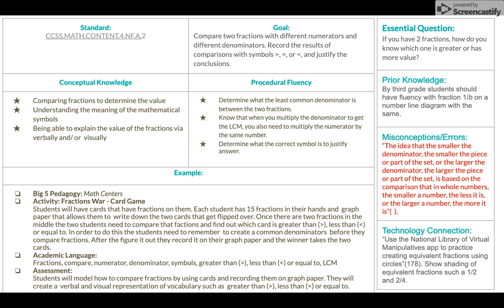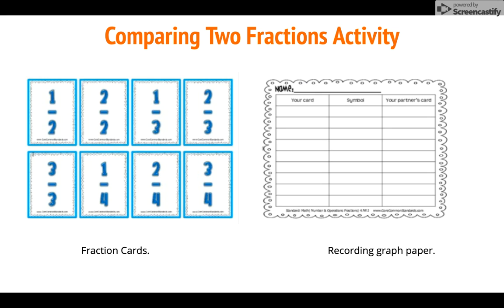So that's how we're going to assess them, by walking around as well. But here's what we're talking about with our game. The cards would be cut up and they would hold them in their hand like a deck of cards. Then they would play against their partner, and they would be writing what their card is. So let's say they have 2/3 and their partner's card was 2/4, they would have to decide if those are equal to, less than, or greater than.